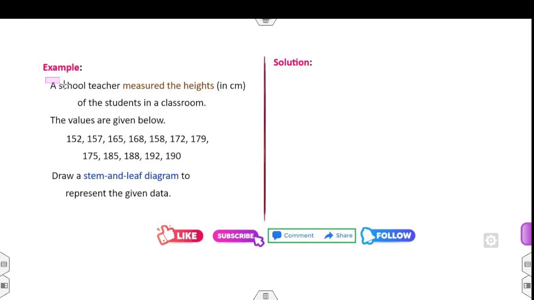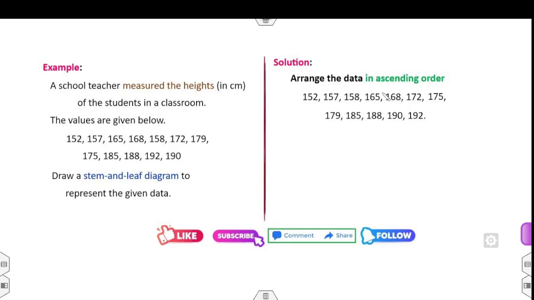The first example is, suppose that a school teacher measures the height of the students in a classroom and the values are given below. Draw the stem and leaf diagram. First of all, you always write the data in ascending order. So what is the ascending order of this given information? The first number is 152, then 157, and then 158. And then 165 and so on.